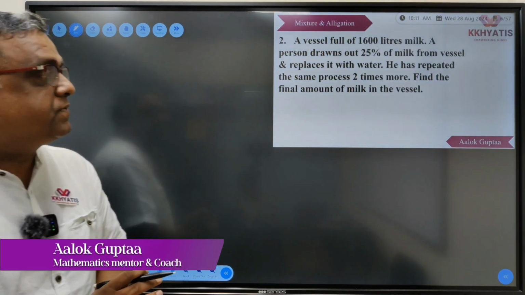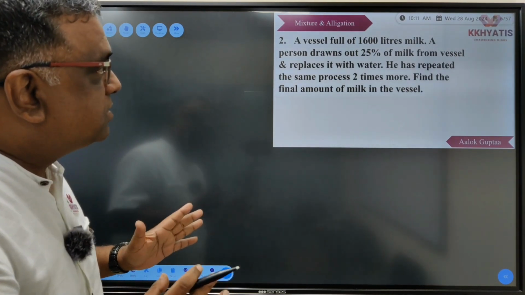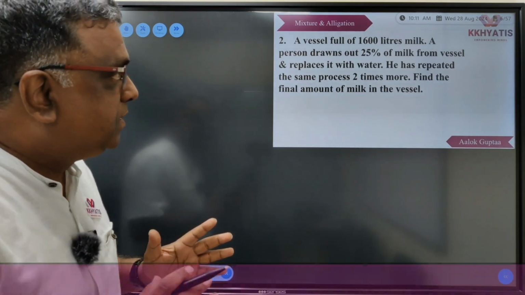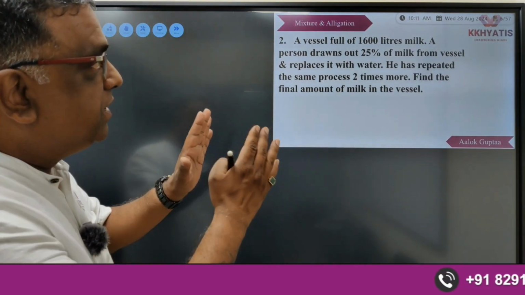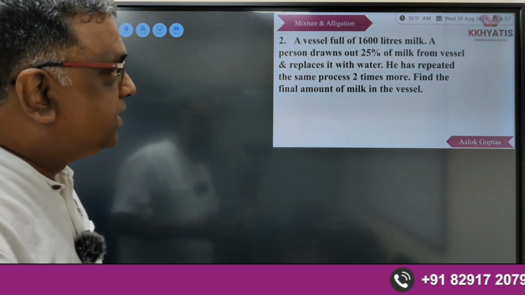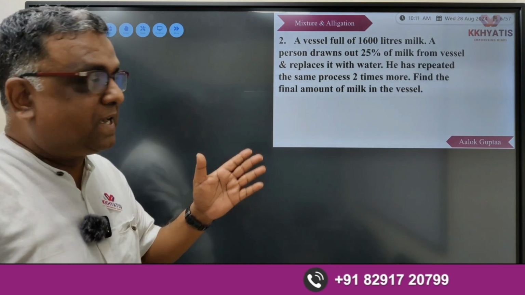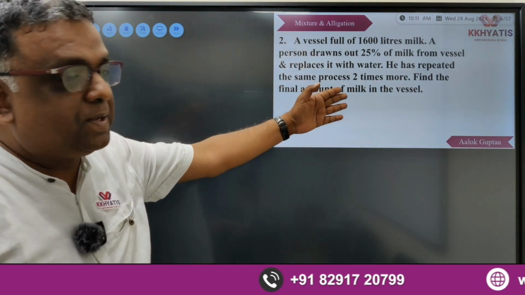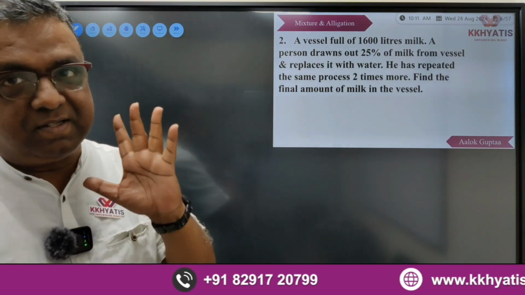Okay, a vessel full of 1600 liters of milk. A person draws out 25% of milk from the vessel and replaces it with water. Again, I could identify that milk is constantly reducing. He has repeated the same process 2 times more, which means he has carried out this process once initially and 2 times more, so 3 times. Find the final amount of milk in the vessel.